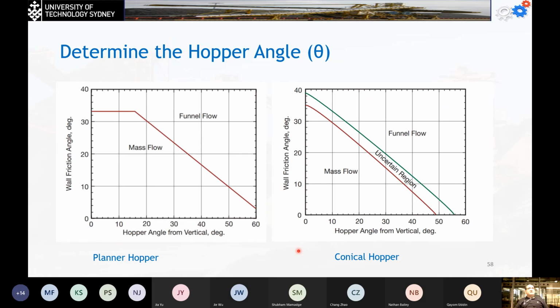Actually, the process is as follows. We do the test and find the wall friction angle, and by using the parameter, depending on whether we use the conical hopper, the planar hopper, or the cylindrical hopper, the hopper angle from the vertical in degrees is found. Below this line is for mass flow. Above this line is for funnel flow.